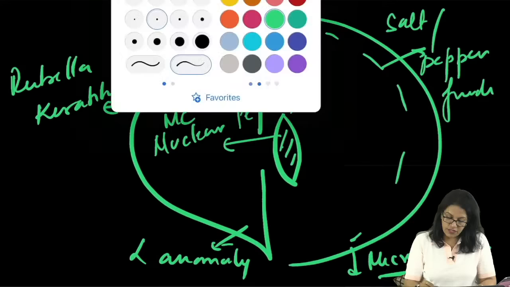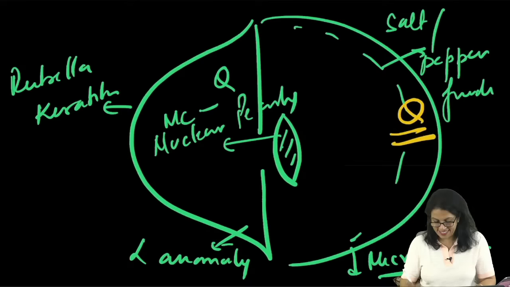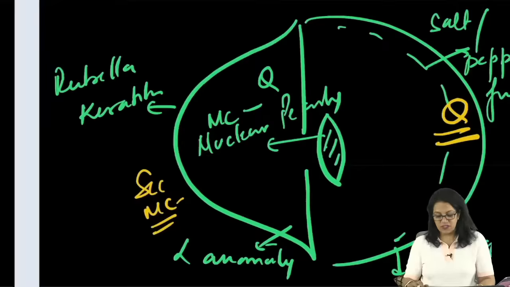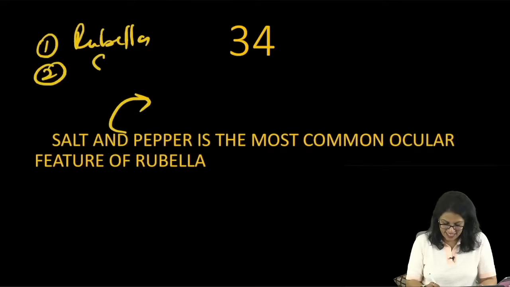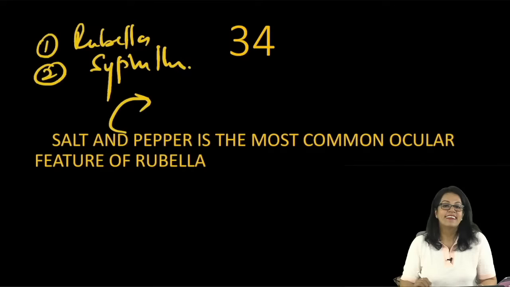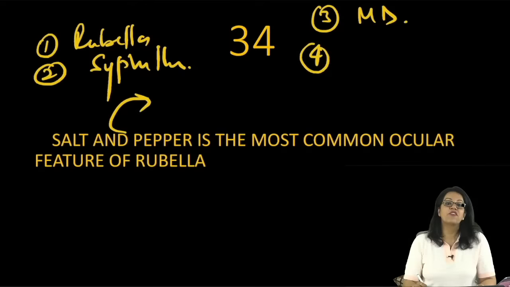Most common, we tend to answer cataract, but it is not. It is salt and pepper fundus. Okay? So, what are the other causes of salt and pepper fundus? One is rubella, another is syphilis, never forget it. Rubella and syphilis, a must to learn. Then you can get it in myotonic dystrophy. Then you can also get it as a variant of retinitis pigmentosa, that is RP sine pigmento.